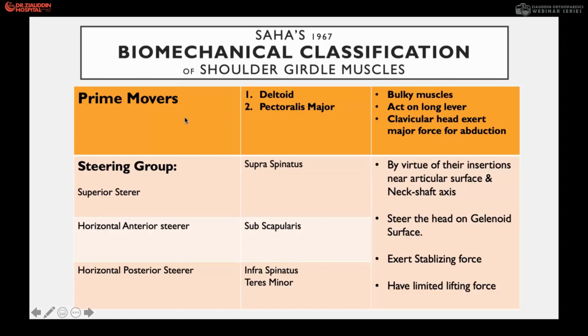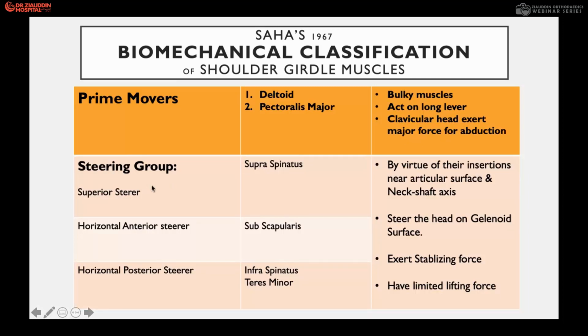He classified the muscles into the prime movers, steering group, and the depressor group. In the prime movers group, the most important muscles are the deltoid muscle and the pectoralis major muscle. They are bulky and act on a long lever arm, especially the clavicular head, which exerts a major force for the abduction of the shoulder joint.